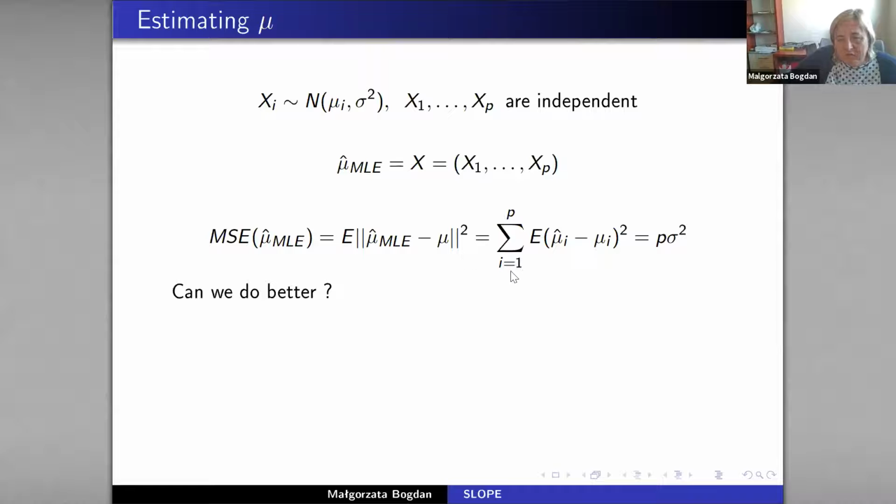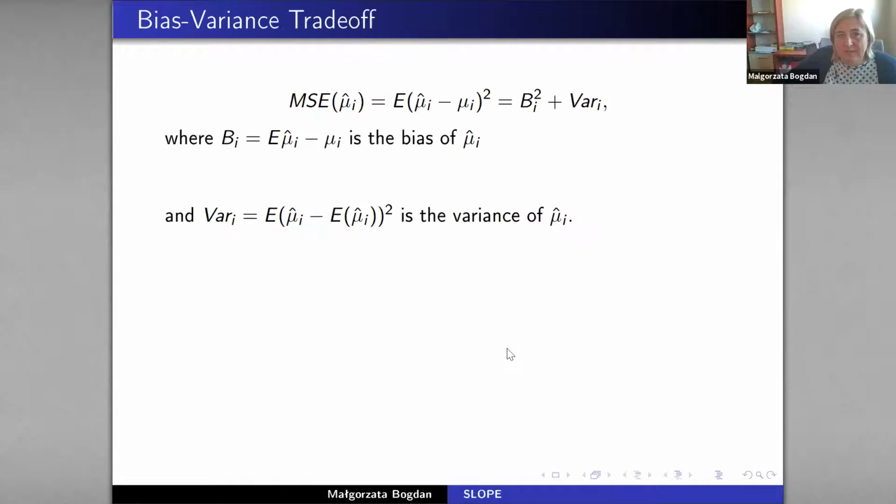Okay, so for many years, people believed they cannot do better. It is well known that if you want to estimate the expected value in the normal distribution, you cannot do better than by calculating the average. But it turns out that in large dimensions, when p is larger than 2, then actually you can do better.